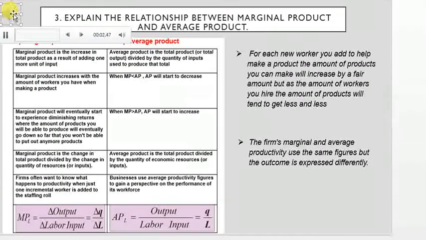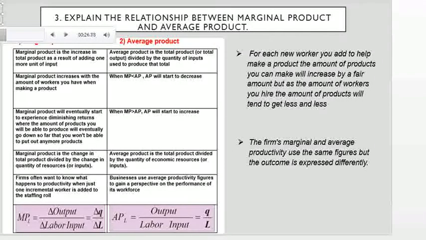So coming to the next question, here the question requires the explanation of the relationship between marginal product and average product. So there is a mathematical connection between average product and marginal product, stating that the change in the average product depends on a comparison between the average product and marginal product.